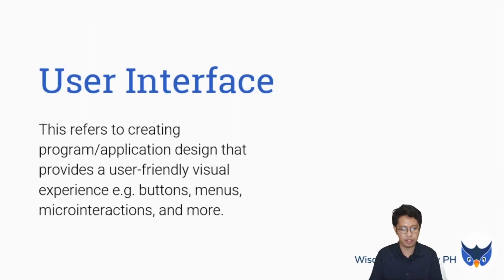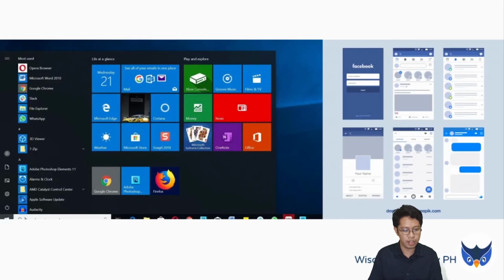Next ay user interface. So, this refers to creating program or application design that provides a user-friendly visual experience. For example, the buttons, menus, micro-interactions, and more. So, what does that mean? So, for example, any buttons na makikita nyo sa phone ninyo or kung ano yung nakita nyo sa screen ng phones, screen ng laptops, pag may pinindot ka na isang tool, may lalabas na command. Those are called user interfaces. In-aid niya yung isang user kung paano gamitin yung isang certain tool or program na yun.